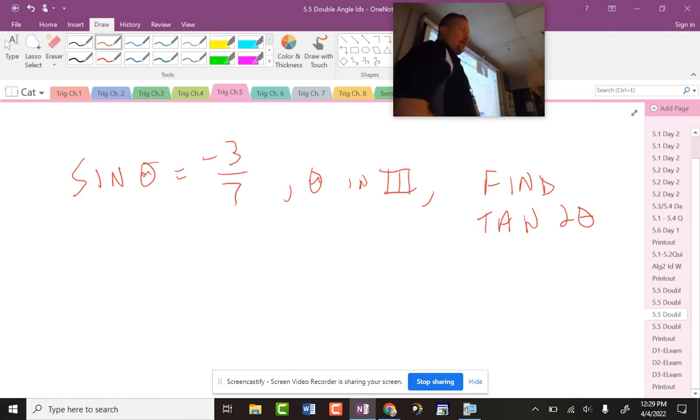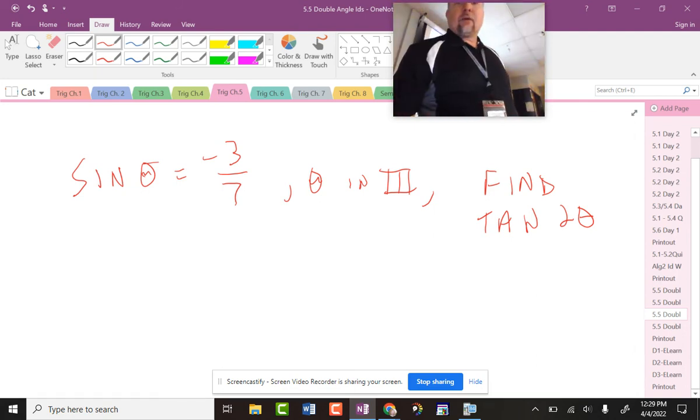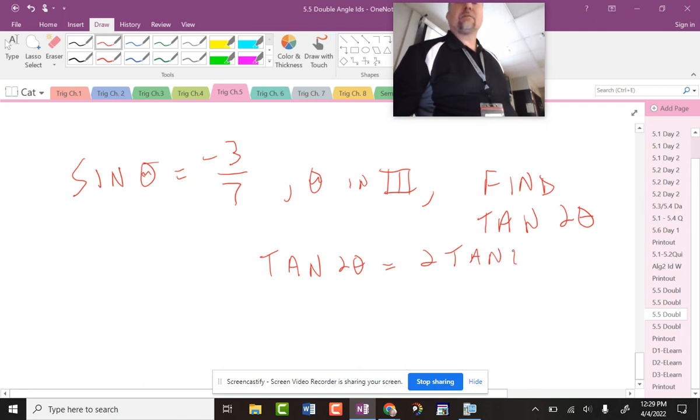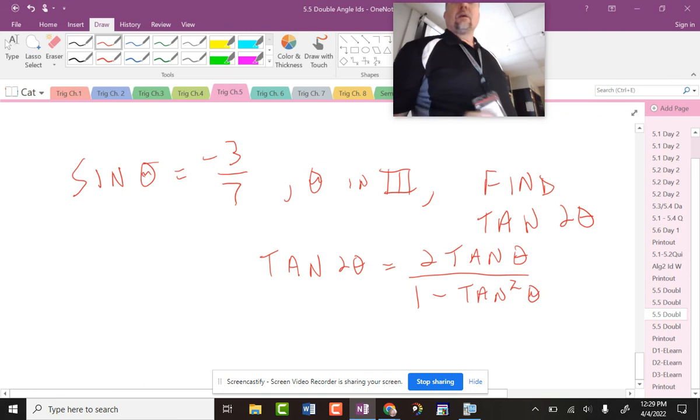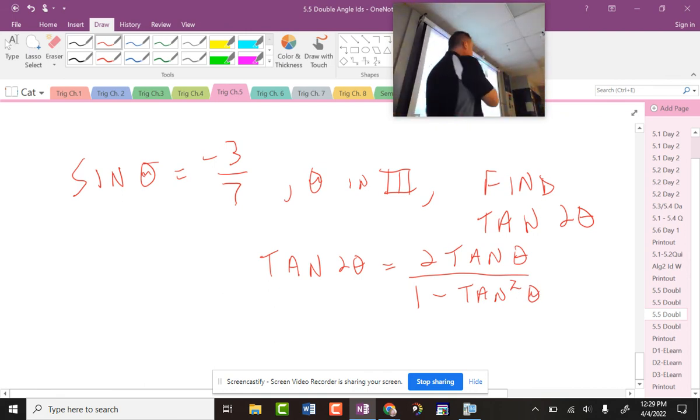Well, the first thing you need is for tan 2 theta, that rule is tan 2 theta is 2 tan theta over 1 minus tan squared theta. Just look at your sheet. You don't have to have this memorized. I'll actually leave you alone on this. Maybe I won't. Maybe we'll bully you in answering questions here. So that's the formula. So I need theta information.